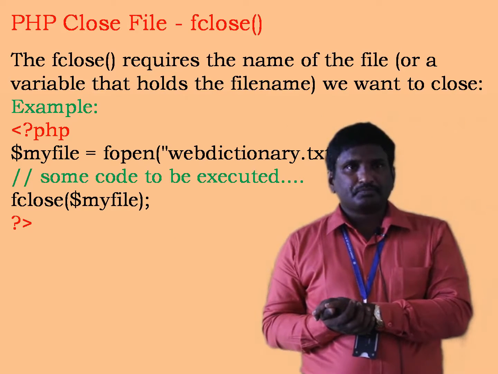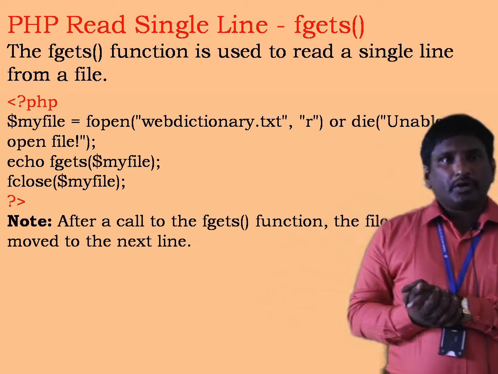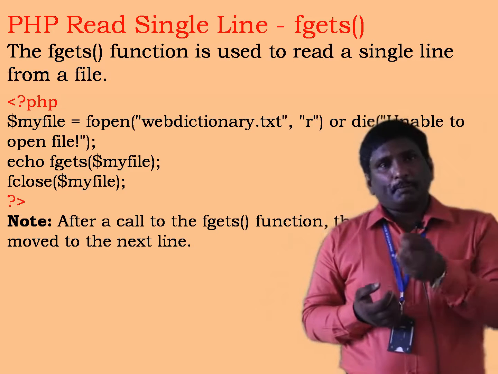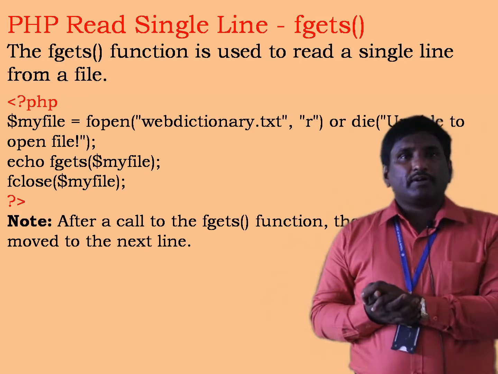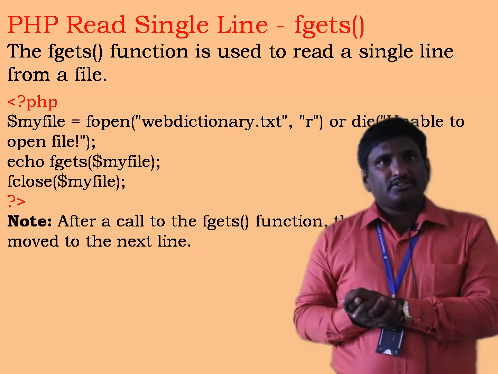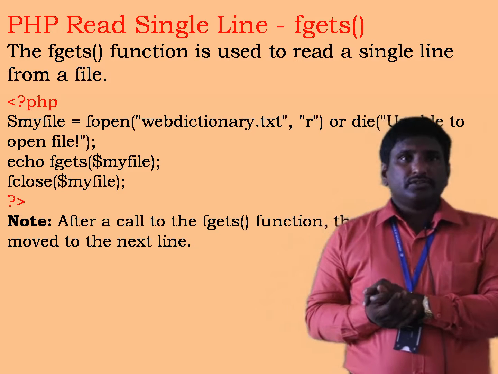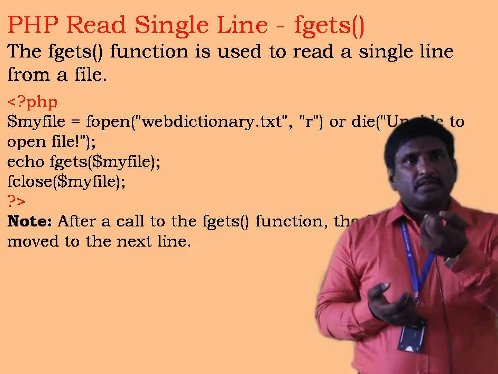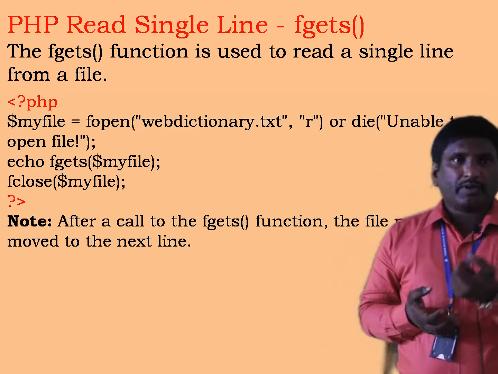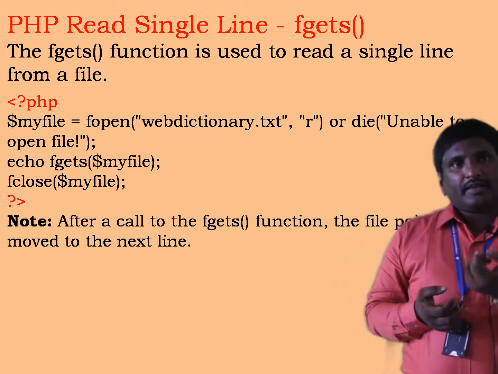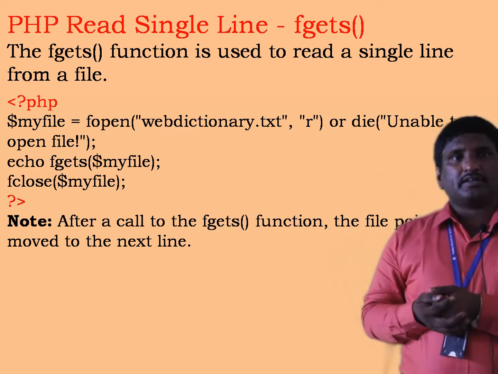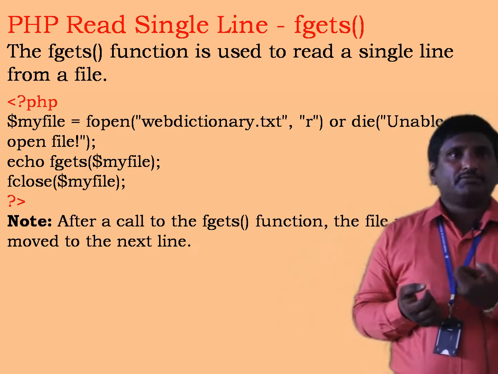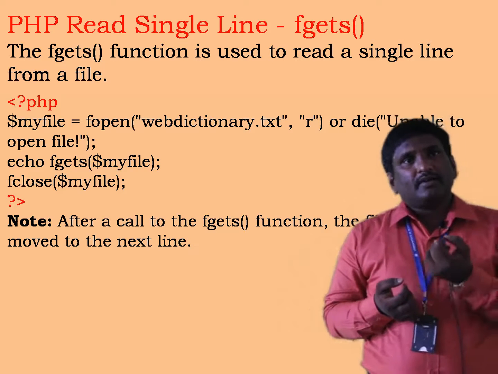Next, one more function, that is PHP Read Single Line. In order to read a single line from the opened file, the function name is fgets. So this is to read a single line from a file. This is the example. First we need to open the file by using the fopen function. There I specify webdictionary.txt with read mode. Why? Because I read the content from the file, so I have specified read.